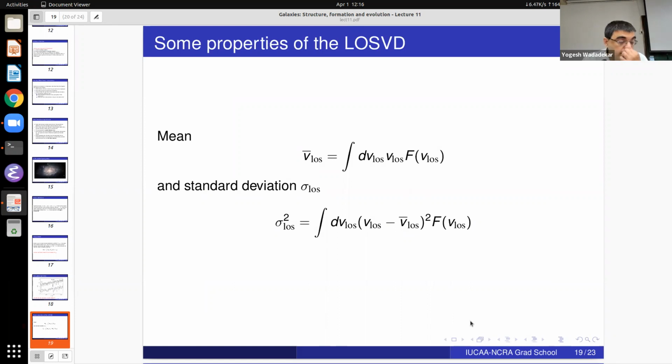You can define some properties of the line of sight velocity distribution. You can define a mean, which is just defined in the standard way. And you can define a standard deviation by defining a variance of this kind, VLOS minus the average value of VLOS, squared, multiplied by F(VLOS) and integrated over all VLOS. Right?